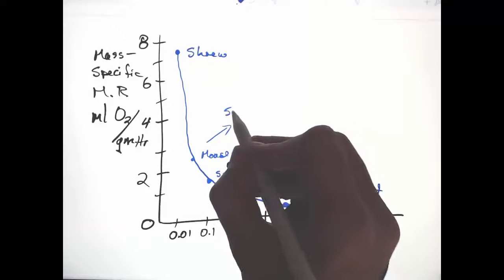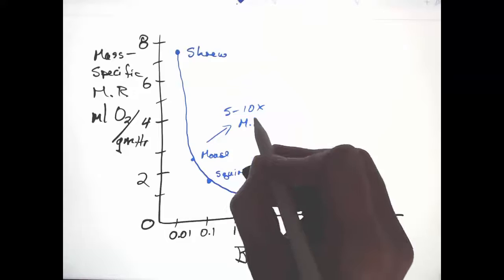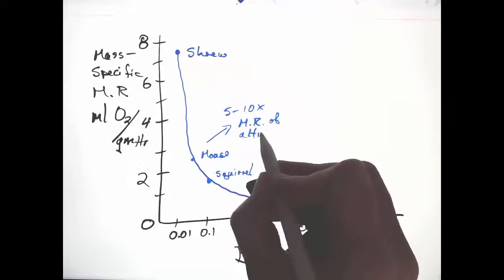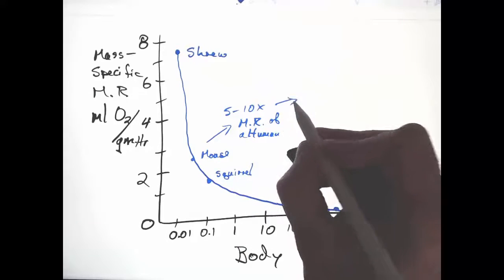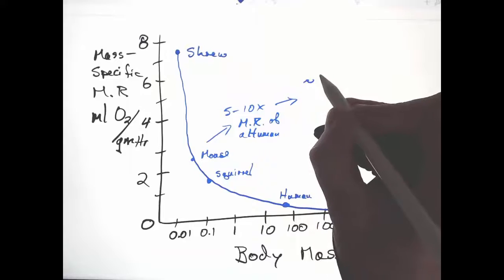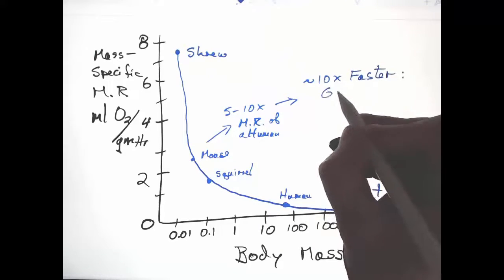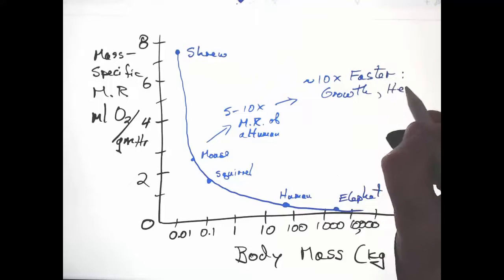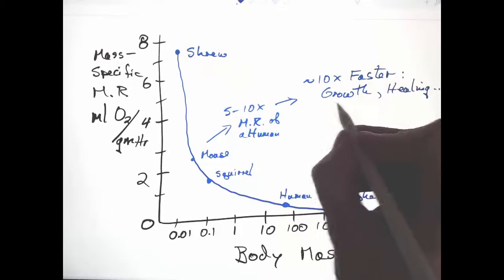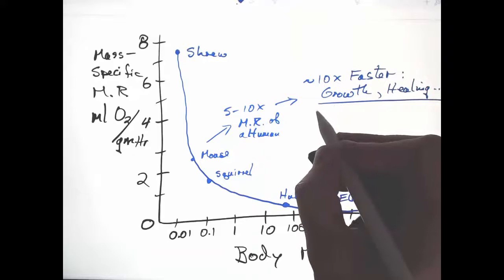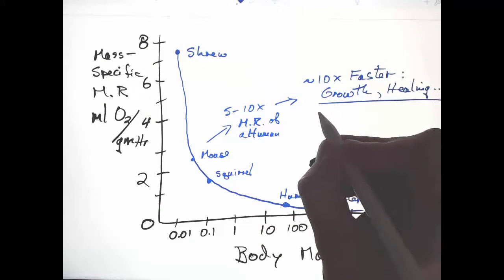A mouse with 5 to 10 times the metabolic rate of a human, we might expect is also doing things 5 to 10 times faster. Those things might be growth, healing, and so on. That's true for metabolic rate. A mouse is using oxygen faster. Many events inside a mouse are happening faster than in a human. But there are still some limits.